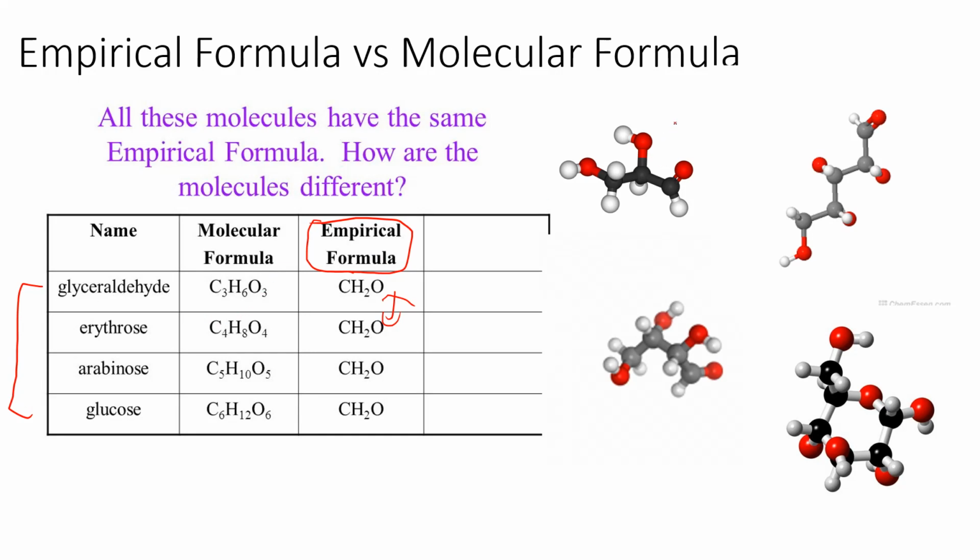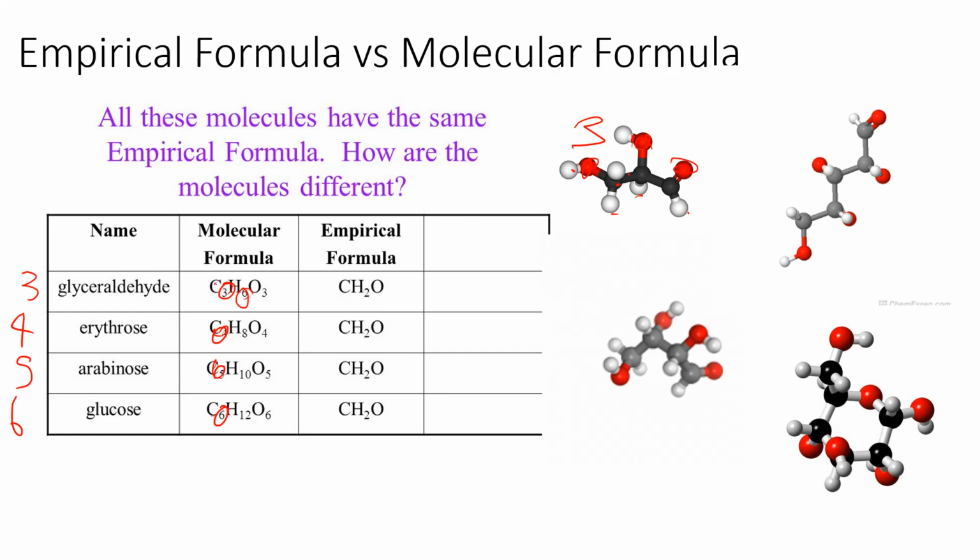Let us look at glyceraldehyde. This is a glyceraldehyde. I'll just initial it, okay? So this is G, E, A, and GL. That's a bit confusing, but you can tell by the number of carbons they have: 3, 4, 5, and 6. So glyceraldehyde has 3 carbons. It has 1, 2, 3, 4, 5, 6 hydrogens, and 3 oxygens. 1, 2, 3.